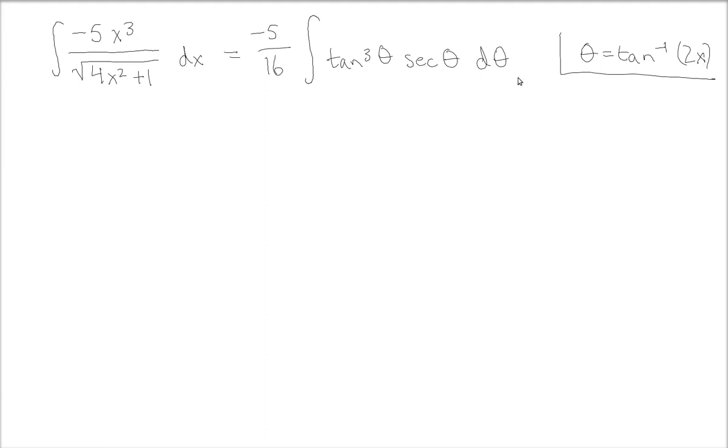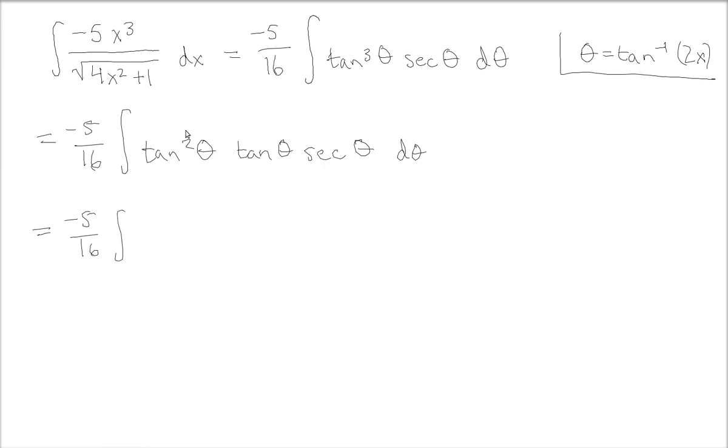Now we're going to do some more stuff with trig identities. So we have negative 5/16, and I'm going to separate this tangent cubed into tangent squared theta times tangent theta, and I've still got my secant theta d theta here. And then I'm going to use another trig identity. So my tangent squared theta is going to become secant squared theta minus 1. And then I've still got my tangent theta secant theta d theta here.